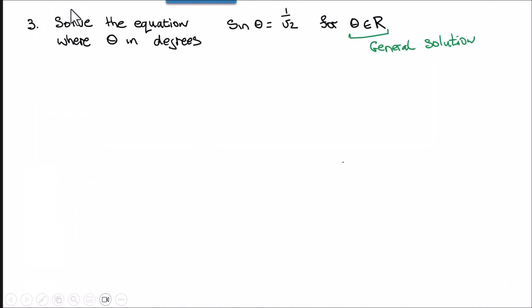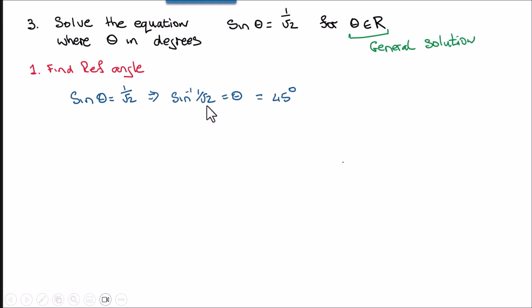In this next question, we're asked to solve the equation sine of theta equals 1 over root 2 for theta an element of R, where theta is in degrees. So once we see this expression, theta an element of R, this really means there's an infinite number of solutions, or we call this the general solution. As before, the first thing we do is get the reference angle. So if sine theta equals 1 over root 2, then theta is equal to inverse sine of 1 over root 2, which is 45 degrees. So the reference angle is 45 degrees.